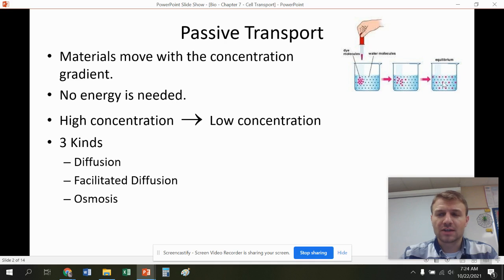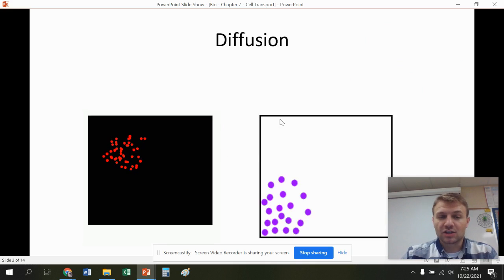What happens is that it reaches equilibrium, where there's an equal distribution of the molecules. And again, this is because things just tend to move away from each other, and it's just the high concentration to low concentration movement that we're talking about with passive transport. Now, there are three different types of passive transport that we're going to talk about: diffusion, facilitated diffusion, and osmosis. Let's get into each a little bit more in depth.